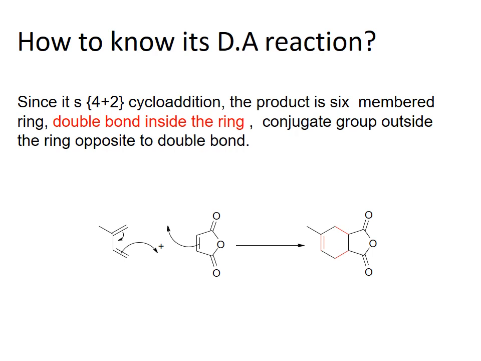How to know it's a Diels-Alder reaction? If we have a product, then how can we guess that it is a Diels-Alder product? We know that the Diels-Alder reaction is a pericyclic reaction and it is a 4+2 cycloaddition reaction. So first, the product will be cyclic, and second, the product will consist of a 6-membered ring with a double bond within the ring. The product is a 6-membered ring with the double bond inside the ring. It may have a conjugating group outside the ring, opposite to the double bond.